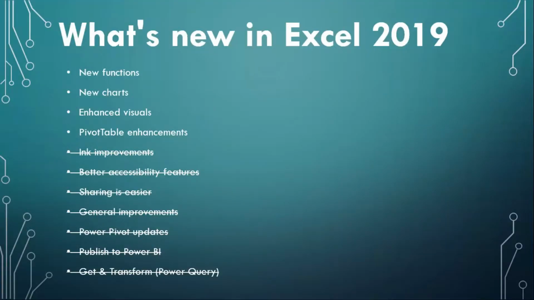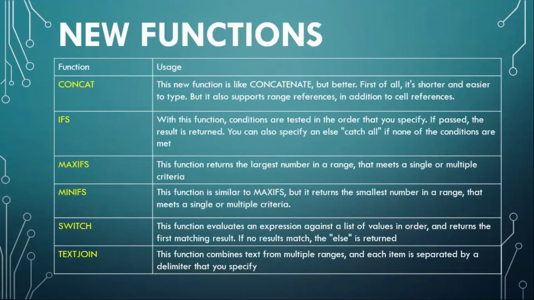We have a bunch of new enhancements in 2019. We have new functions, charts, visuals, Power Pivot enhancements, Power BI, Power Query, and whatnot. In this video, I'm restricting myself to the top 4 items, that is functions, charts, visuals, and enhancements. Let's go one by one. What are the new functions?